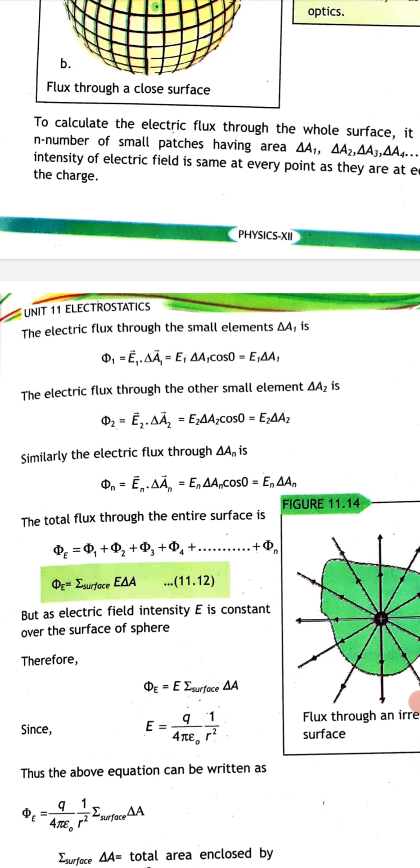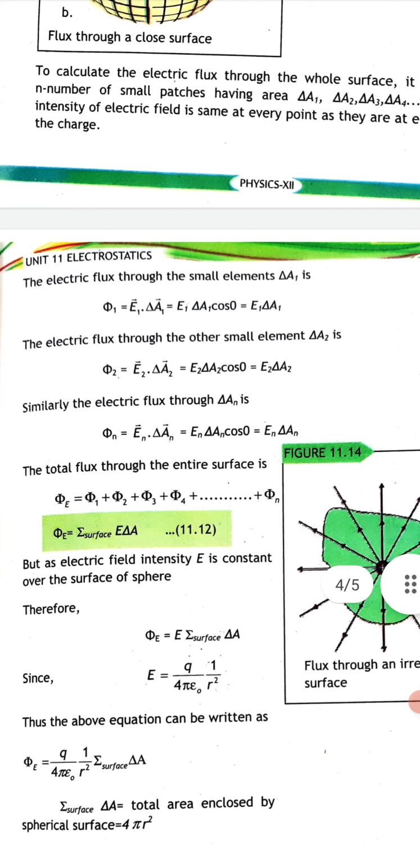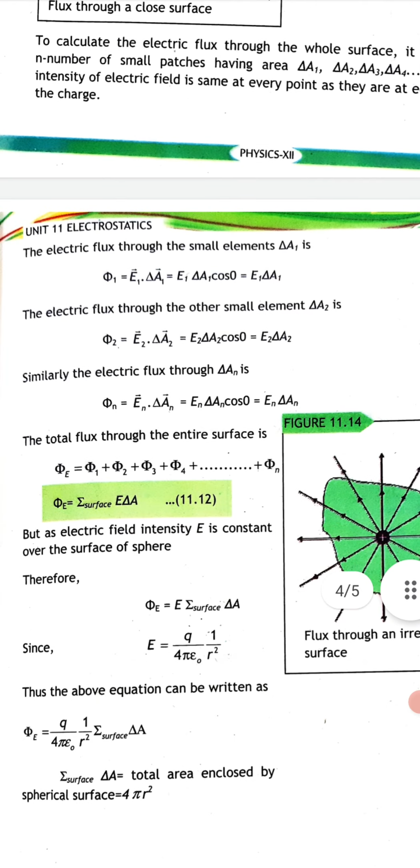Of course, if it is constant, there is no need to add this quantity, so I can write it outside of this sigma. Under that consideration, we have the electric flux over the closed surface equal to E times the sum over the closed surface of delta A. Okay, so here E is the electric field due to a point charge, and this equation we have already derived in the previous topic.